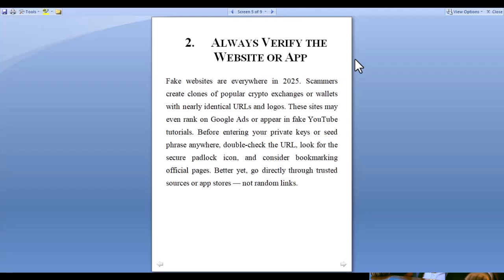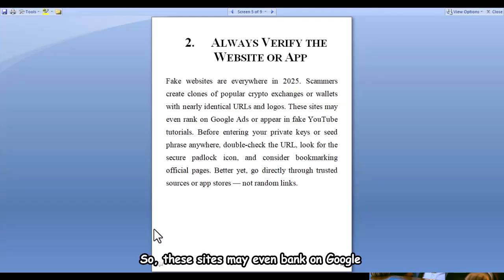Number 2 here says always verify the website or app. So fake websites are everywhere in 2025. Scammers clone popular crypto exchanges or wallets with nearly identical URLs and logos.